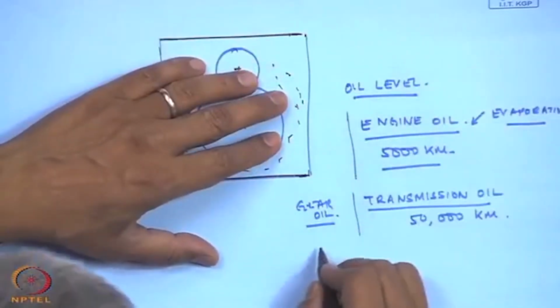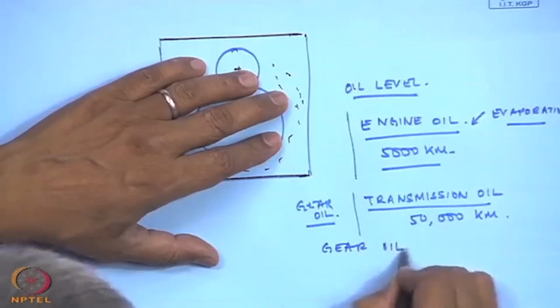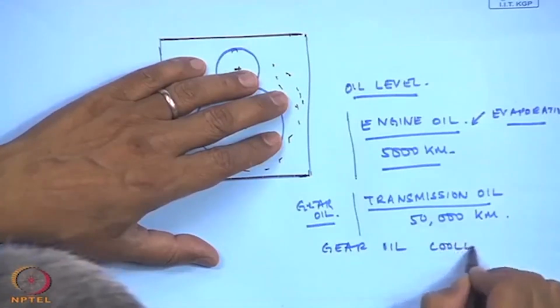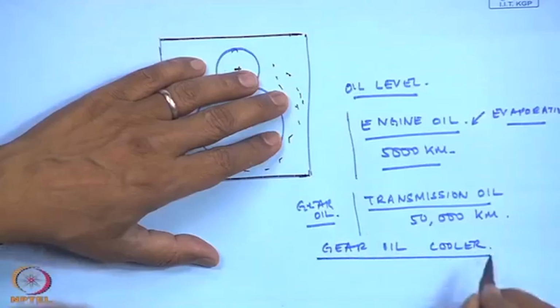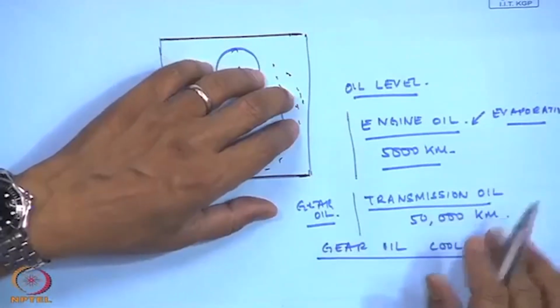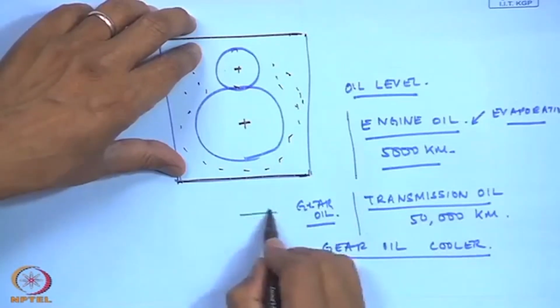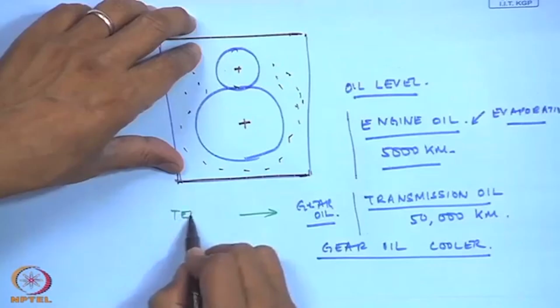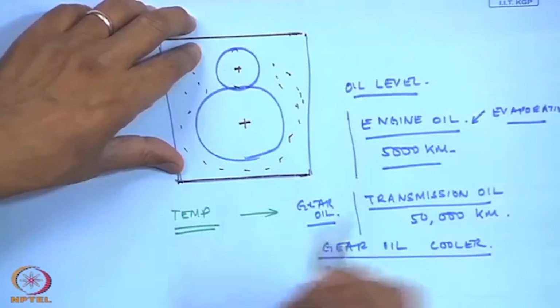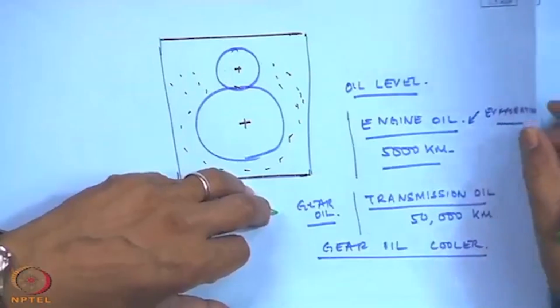Sometimes in some of the modern cars, where the transmission oil goes to even very high temperatures, they have what is known as a gear oil cooler. A small heat exchanger which is mounted next to the gear oil, so that it is cooled and put back in the system. Of course, the key idea here is that this temperature has to be monitored in such gear oils.